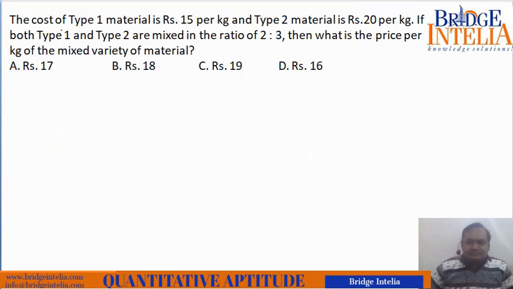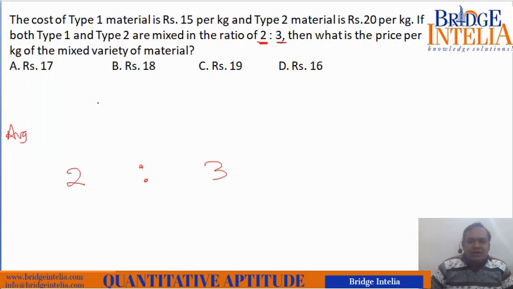Let's take the next one. The cost of type 1 material is rupees 15 per kg and type 2 material is rupees 20 per kg. If both type 1 and type 2 are mixed in the ratio 2:3, then what is the price per kg of the mixed variety of material? So you already know the ratio. You are simply concerned about the resultant. So in this case, you apply the weighted average method.